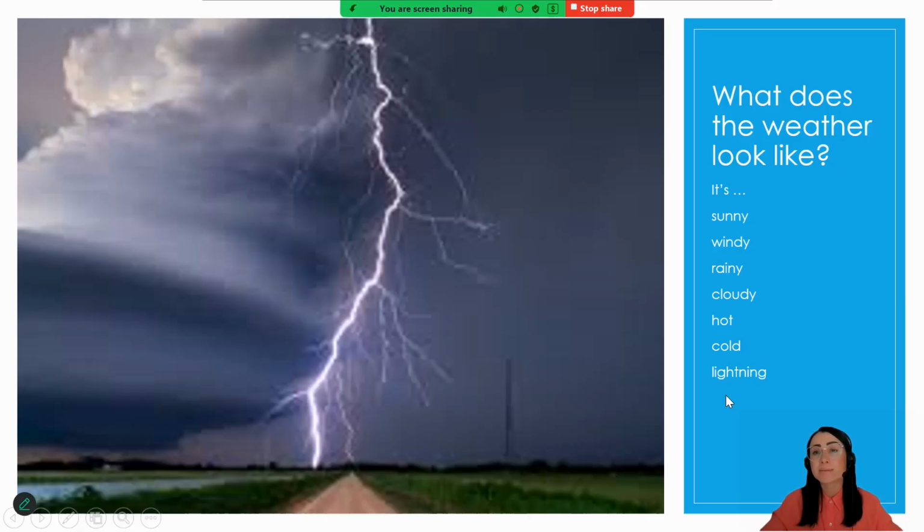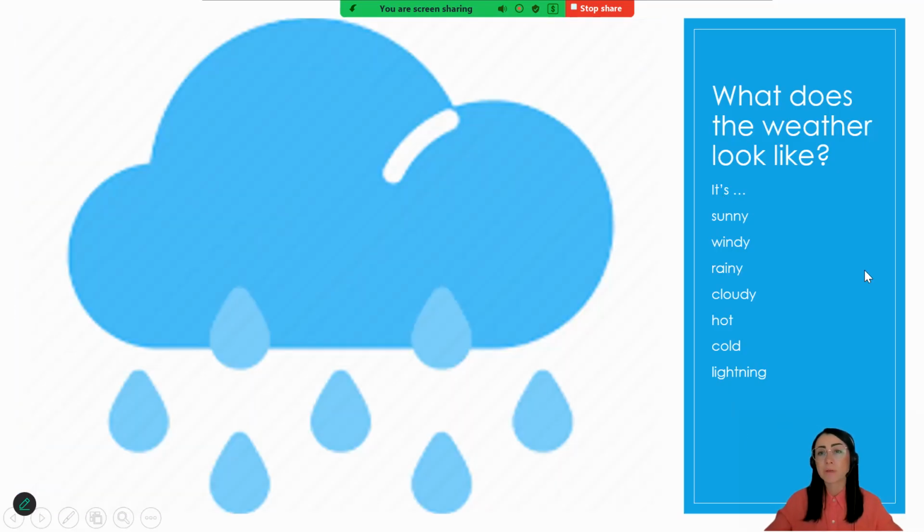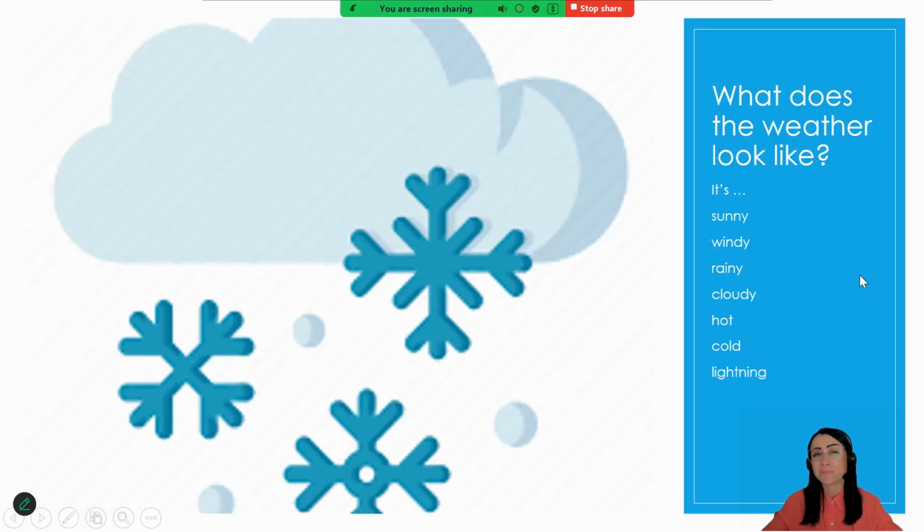What does the weather look like? It's lightning. What does the weather look like? It's rainy. What does the weather look like? It's snowy. If you need some more practice, go to previous slides, ask and answer the questions about the weather as many times as you need.